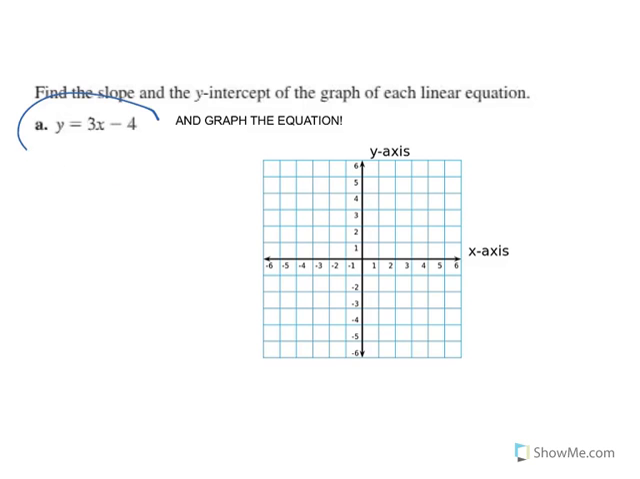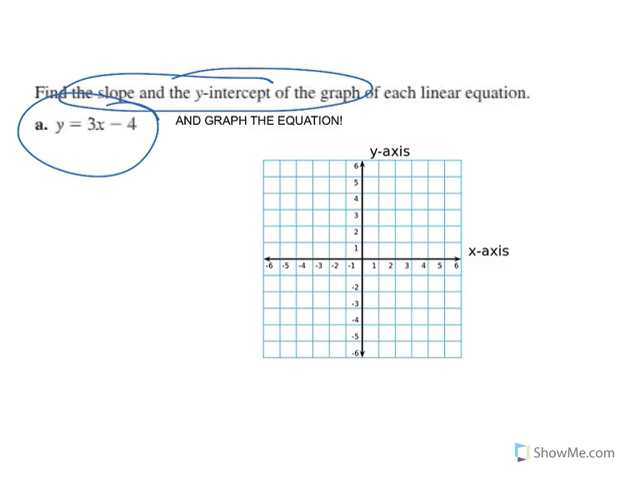So we're going to graph this equation, okay? We need to find the slope and the y-intercept. Well, the slope is the number in front of x, not the x, just the number. Don't tell me that the slope is 3x. The slope is 3. And our y-intercept is the number by itself, that -4. We call that a constant, by the way. Okay? So now that we have these two things, we can graph our equation.